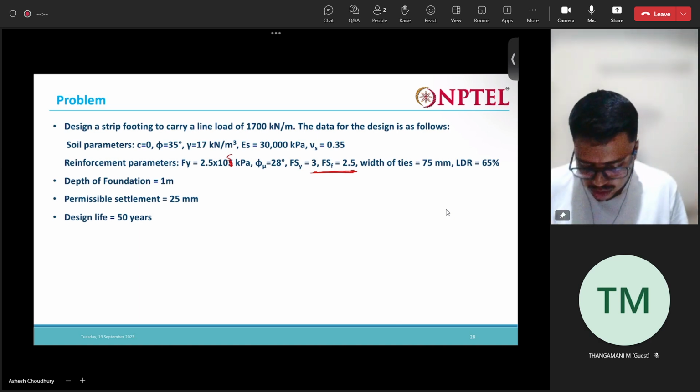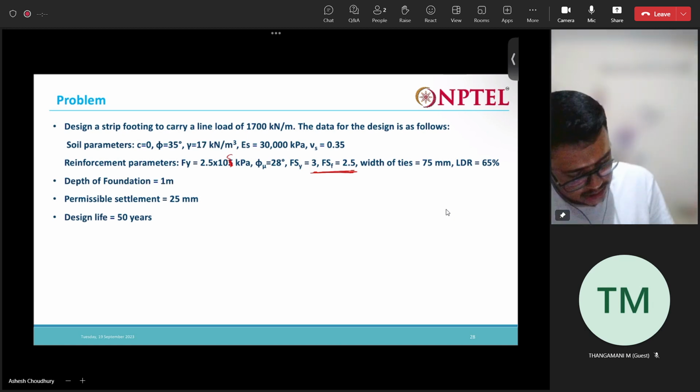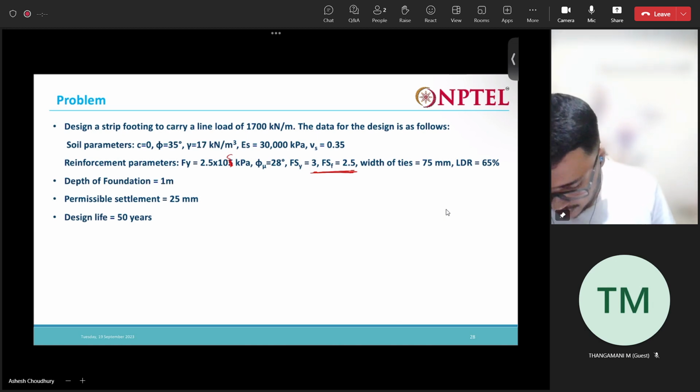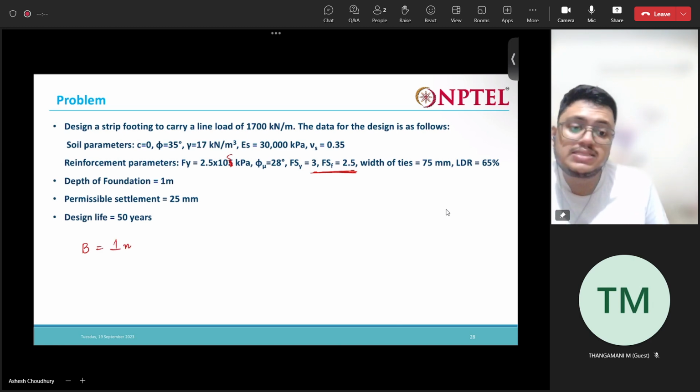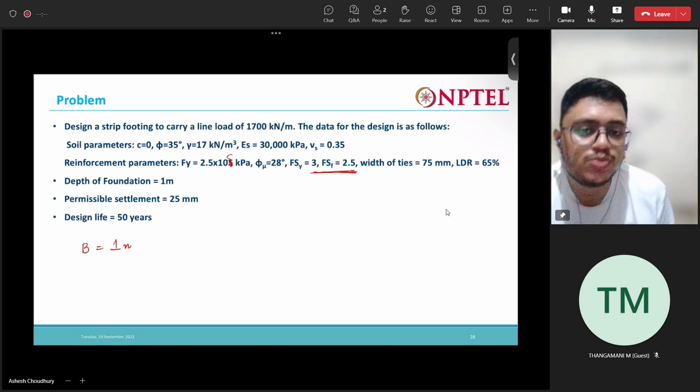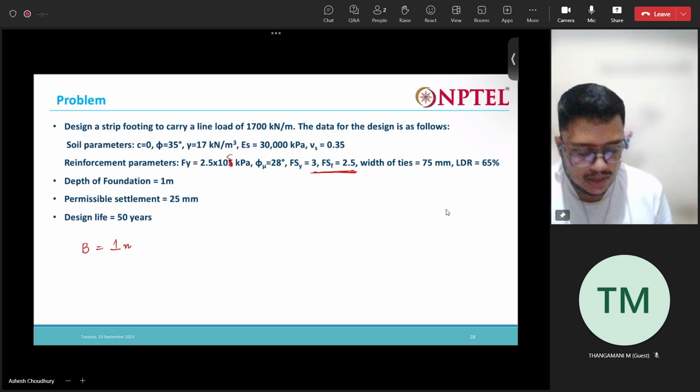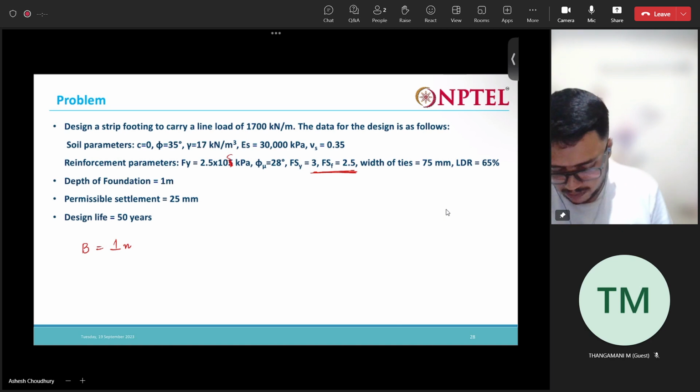Okay, so what we need to do is determine this, we need to design this. As a first step, we choose the width. Let us assume the width of the footing to be 1 meter first. Then you will see how things change if we increase this to 2 meters. So first let us do the same thing for 1 meter only.